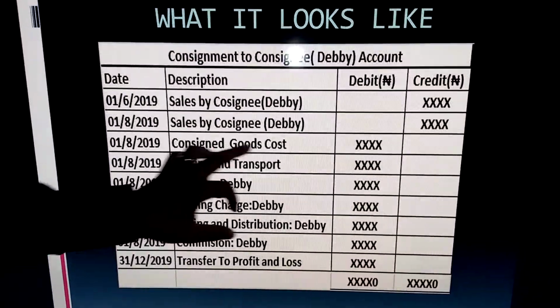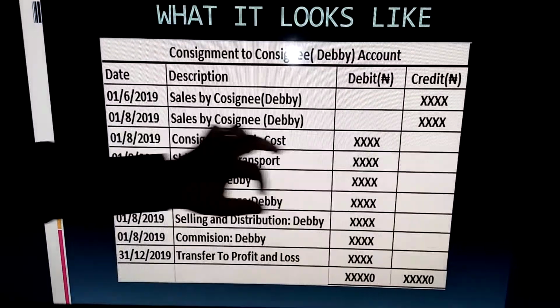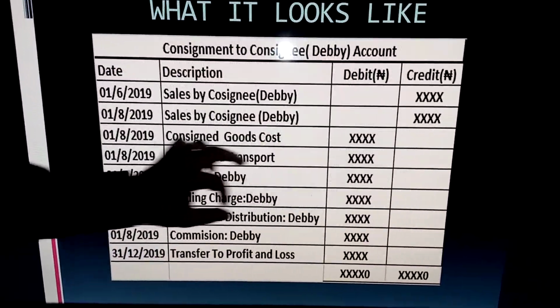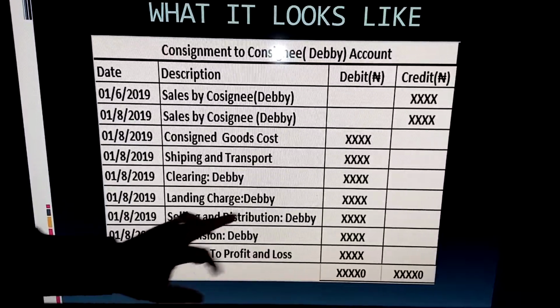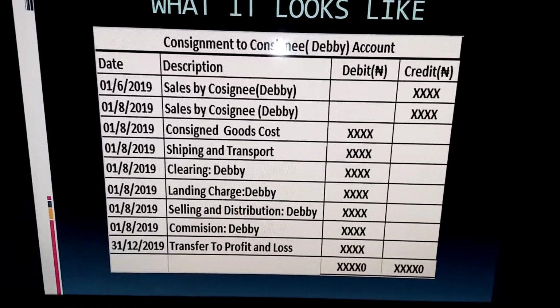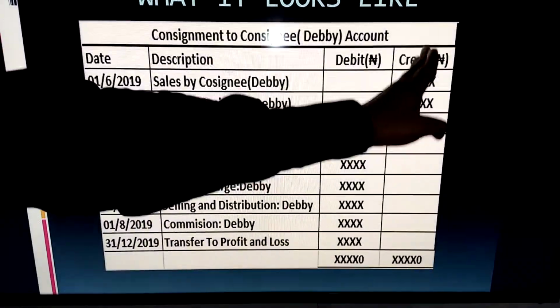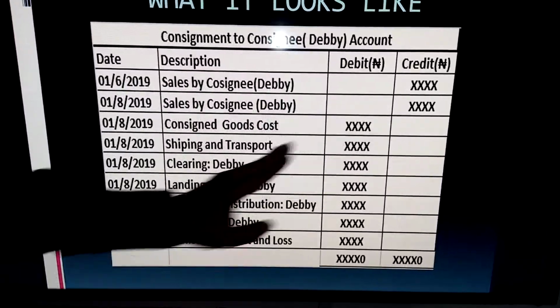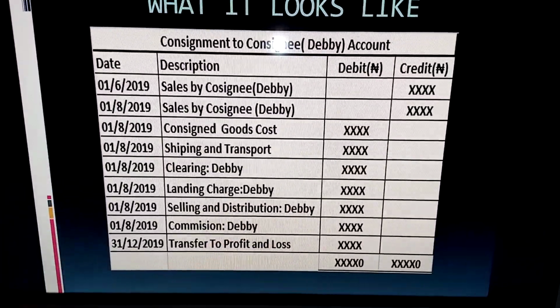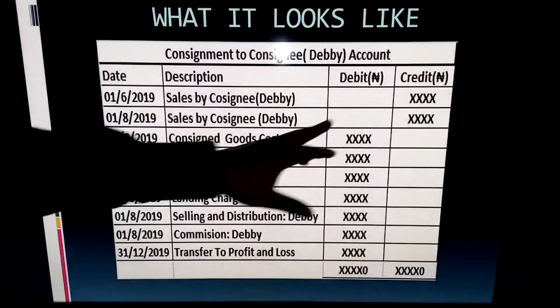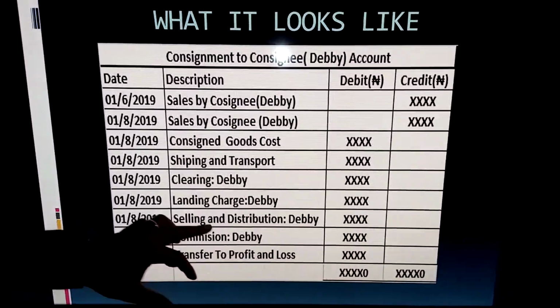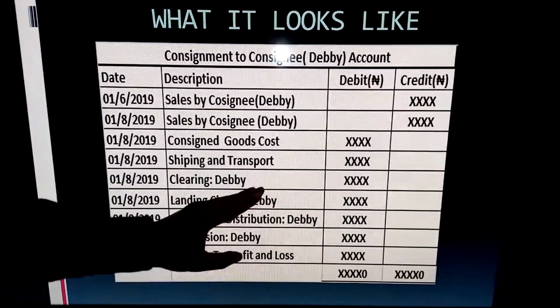So this is the cost of the goods. Then we have shipping and transport, clearing, landing charges, selling and distribution, commission, and all that. So basically we have the sales made by the consignee and all the expenses, the costs incurred by both the consignor and the consignee. You can see Debbie here. These are the ones made by the consignee. So we put them together.